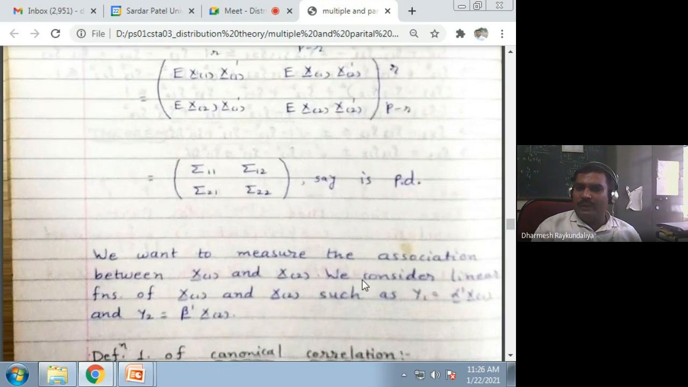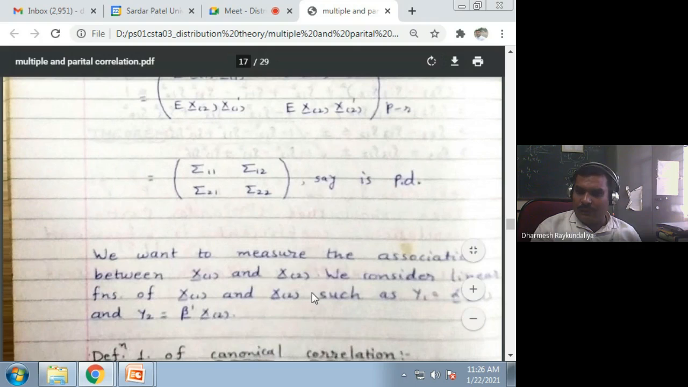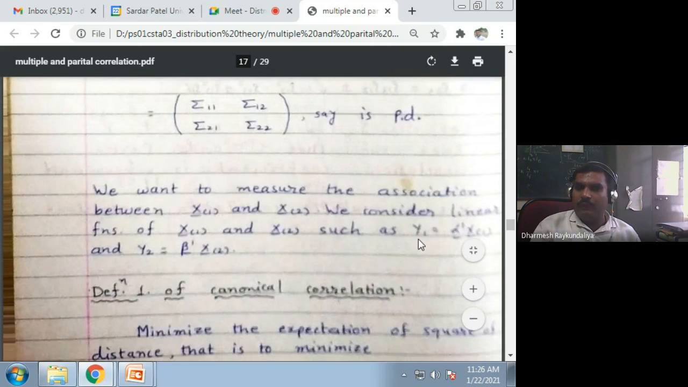So we want to measure the association between x1 and x2. So this is a vector of variables which has r elements, and x2 has p minus r elements. Whenever we wish to find out the association between these two, we first consider the linear combination. Let us say y1 is equal to alpha dash x1 and y2 equal to beta dash x2. If I wish to find out the association between y1 and y2, or between x1 and x2, whatever association you call it, it is a canonical correlation.